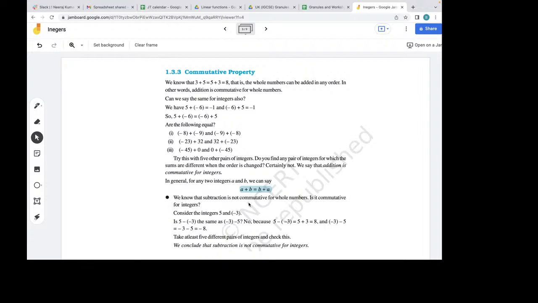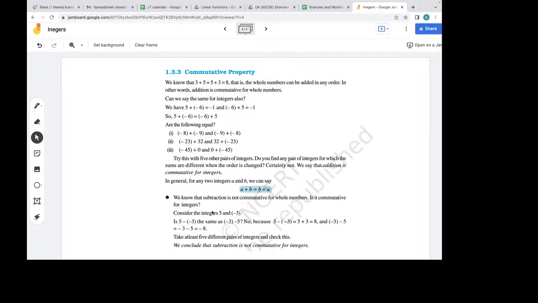we know that subtraction is not commutative for whole numbers. Is it commutative for integers as well? So we know that if you do 3 minus 5, and if you do 5 minus 3, that won't be the same. If you do 3 minus 5, you will get minus 2, and if you do 5 minus 3, you will get 2. So both are different. So that means whole numbers are not commutative under subtraction.